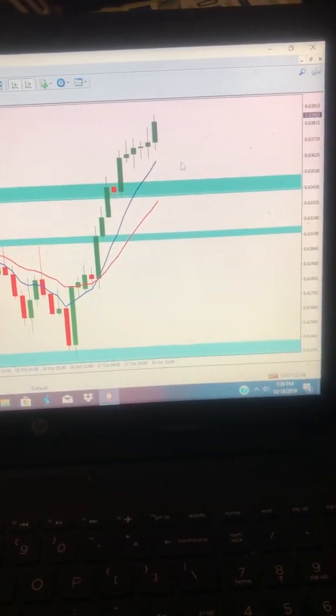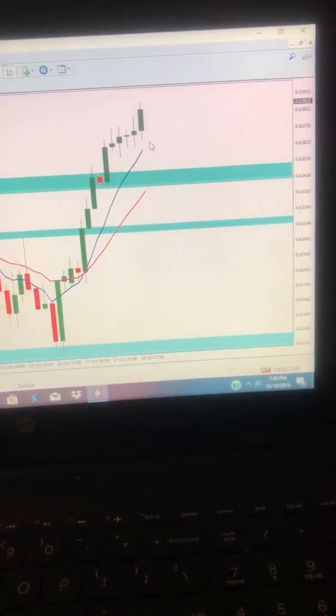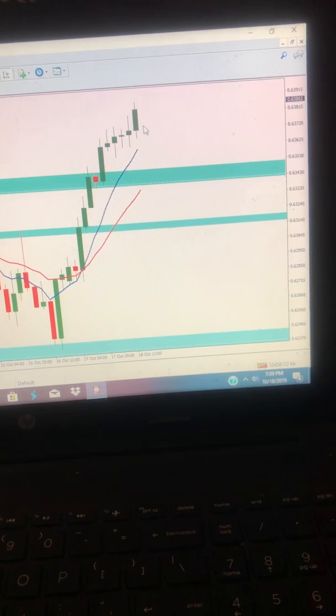I'm going to call it out on my group, my Telegram group on Sunday. It's going to be NZD USD. We're going to sell it. We're going to short it down here. And then there's one or two things going to happen. It's going to go right here.